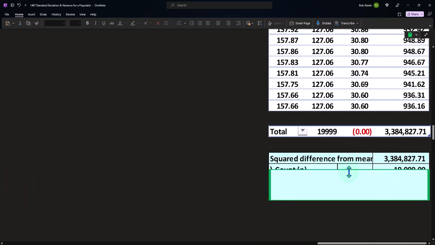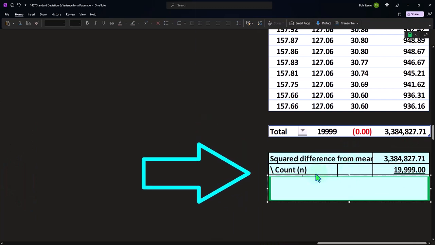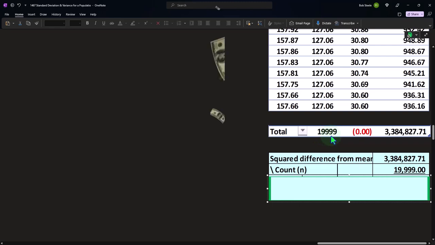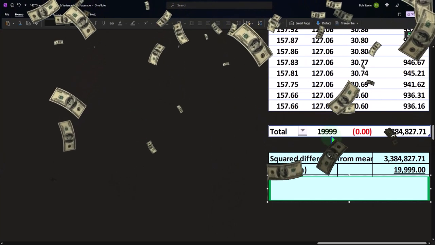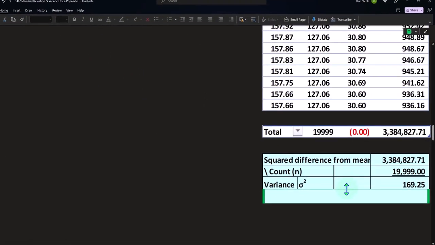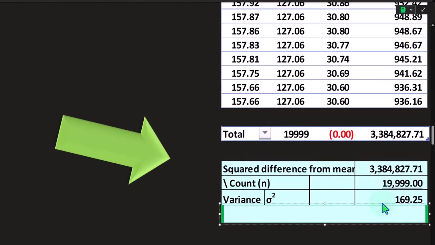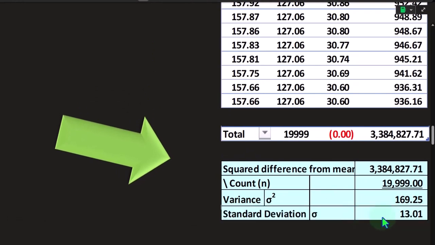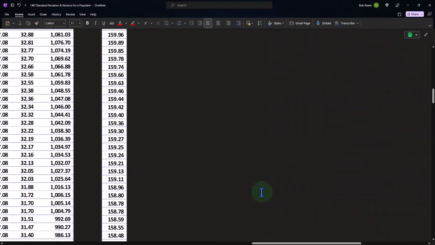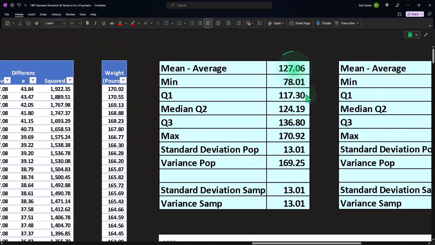If I added up all the squared amounts, I would get to this. And then I would take that and divide it by the count, which now is only 19,999 instead of, I think, 25,000 data points before, right? So we removed a significant amount of the data, which gives a variance of 169.25, and the square root of that would be the 1301. 1301 and 169.25 is what we got here.